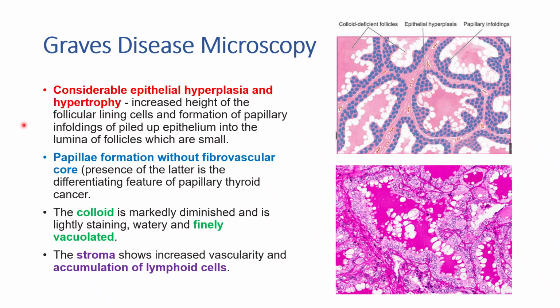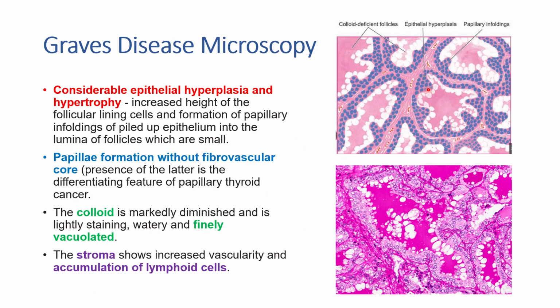There is considerable epithelial hyperplasia and hypertrophy, increased height of follicular lining cells, and formation of papillary enfoldings of piled up epithelium into the lumina of follicles which are small. So in this line diagram, you can see these circular figures. These are follicles, separated by stroma, and these follicles are lined by epithelium. We can see this pink colored structure inside these follicles. This is the colloid, which is deficient.